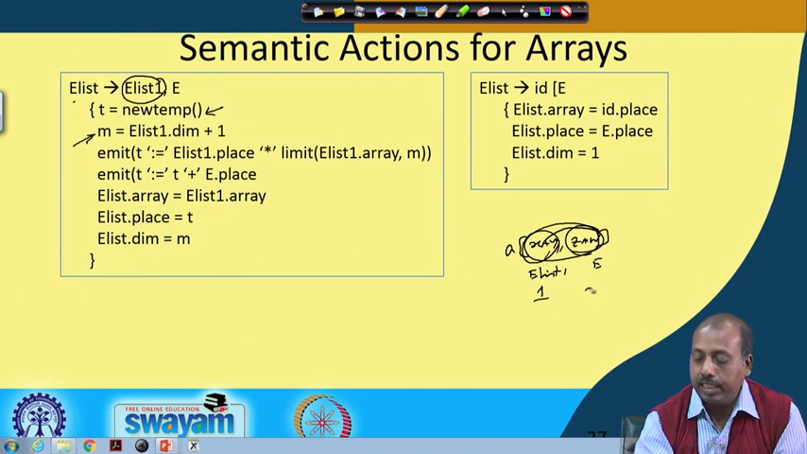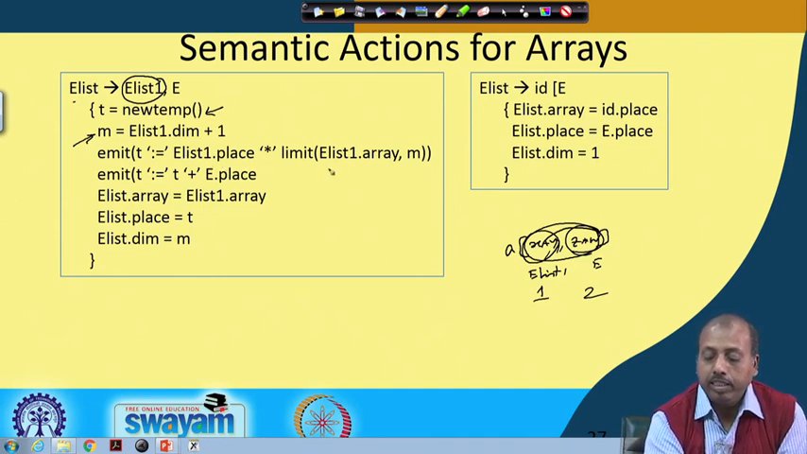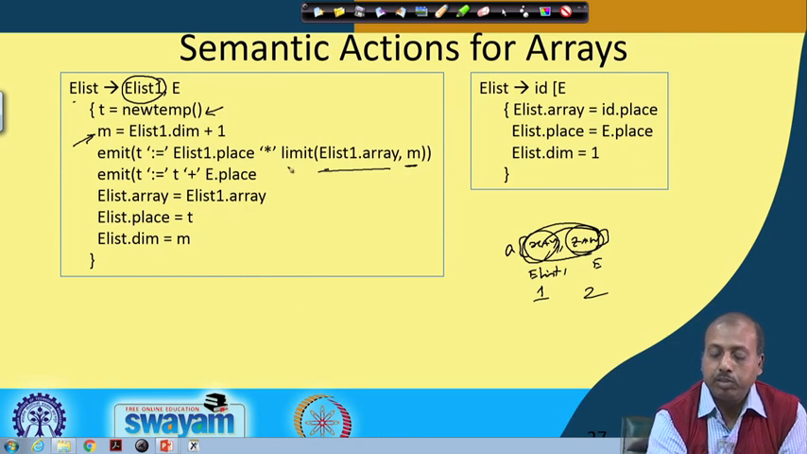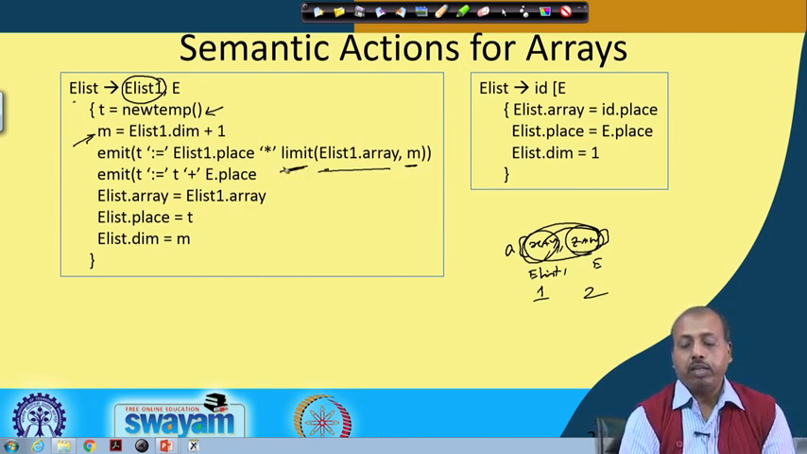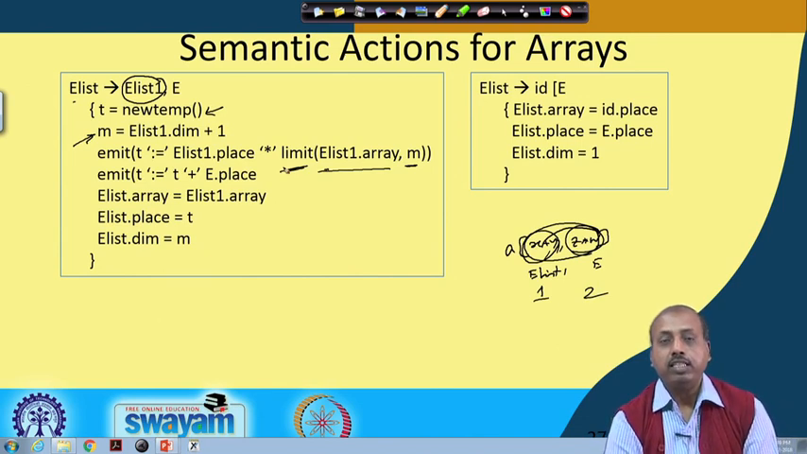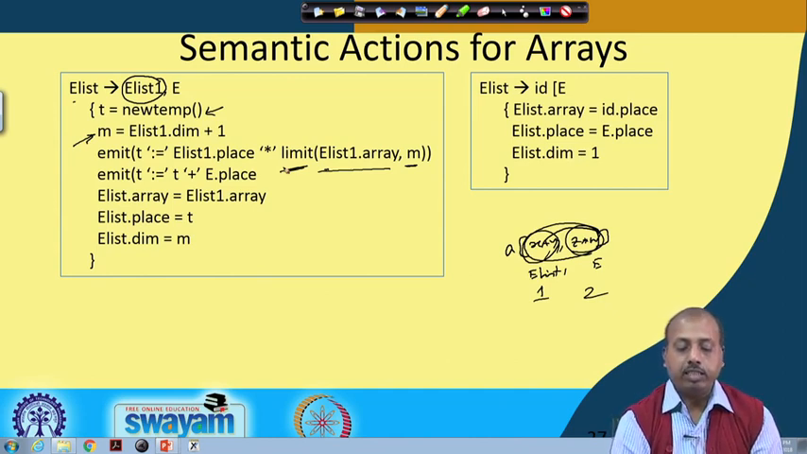Now the second dimension has been added, so this becomes equal to 2, and then we emit this particular code: t assigned as E list 1 dot place multiplied by limit of E list 1 dot array for dimension m. Here t is a temporary. We assume that there is a function limit that will search the symbol table and tell us the size of the array in the mth dimension.